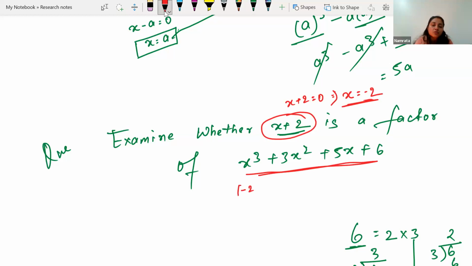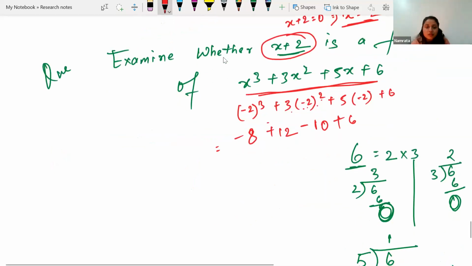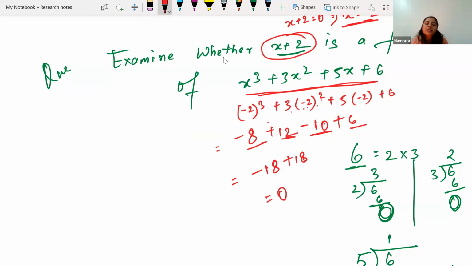Let's substitute: minus 2 cube plus 3 into minus 2 square plus 5 into minus 2 plus 6. Here we have minus 8, here 3 times 4 is 12, minus 10, plus 6. Just keep on observing. If any calculation error happens anywhere, let me know so I can correct it. Minus 8 minus 10 is minus 18, plus 12 plus 6 is plus 18. So the remainder is coming out as 0.